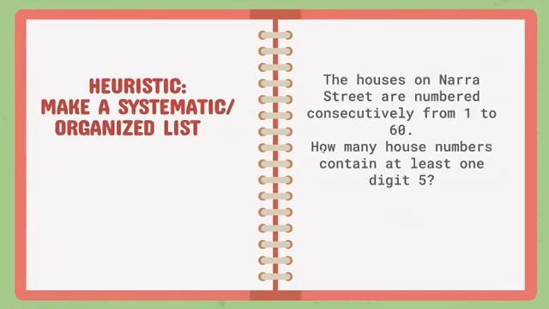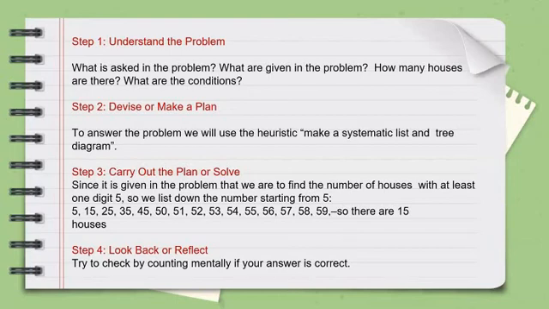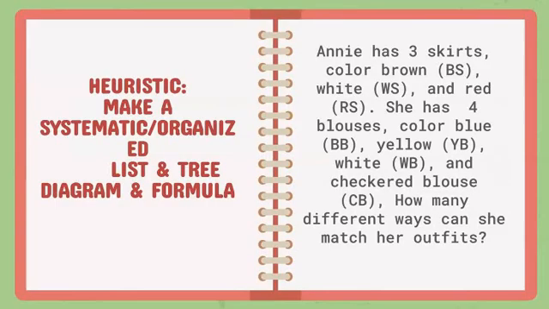Another is you make a systematic or organized list. Houses on a narrow street are numbered from 1 to 60. Tapos, how many house numbers contain at least 1 digit 5? So, pwedeng listing. List, and then you can answer this problem. Or using Polya's 4-step approach. Then, sometimes, if it's a counting problem, we use a tree diagram. So, Annie has 3 skirts.